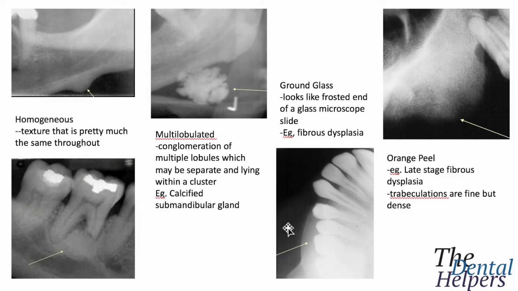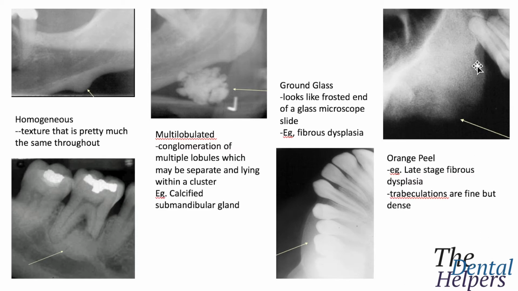Now the ground glass appearance, this is one of those ones that I have a hard time seeing. So the easiest way to think about it is think about when you're looking at slides in biology and you had the frosted end, which kind of looked opaque, but it was like this whitish color, but it's not like a pure white color. If we look right here, we kind of see that same thing, and that's what they're calling ground glass. And this is an example of fibrous dysplasia.